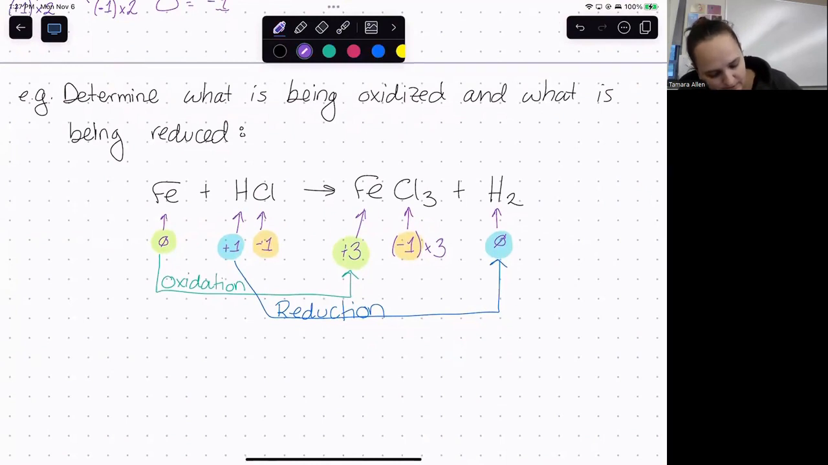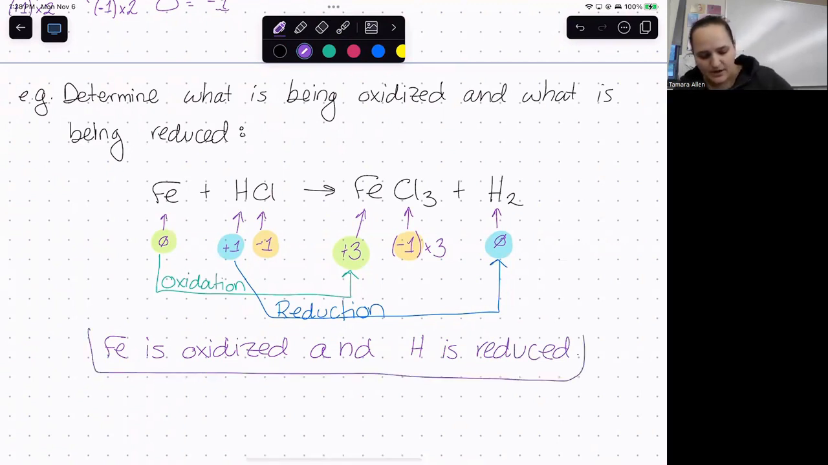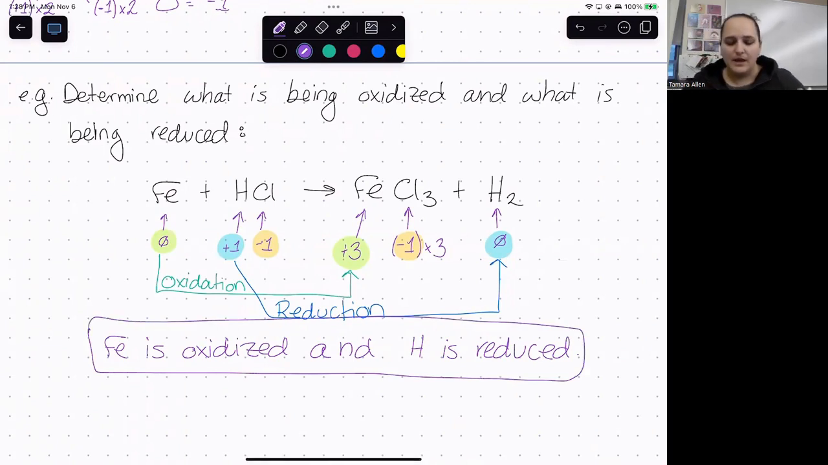So in this reaction, we would say iron is oxidized and hydrogen, or HCl, however you care to phrase it, you can either talk about the specific element or the molecule as a whole. So the iron is oxidized and the hydrogen is reduced, and we can tell that by how the oxidation numbers change. If you look at a reaction after assigning oxidation numbers and you find that for every single element there is no change, that means it wasn't an oxidation reduction reaction.